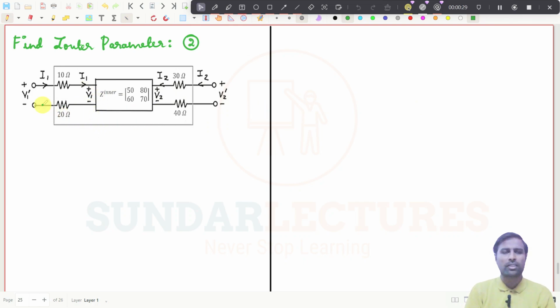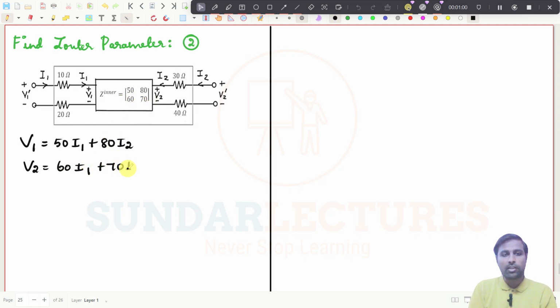Try to understand one thing. You try to write the expressions for V1 and V2. How will you write V1 and V2? It is very simple because it is given as Z parameter. So V1 will be equal to 50 I1 plus 80 I2, right? This is V1. And V2 will be equal to 60 I1 plus 70 I2, right? We know both V1 and V2.